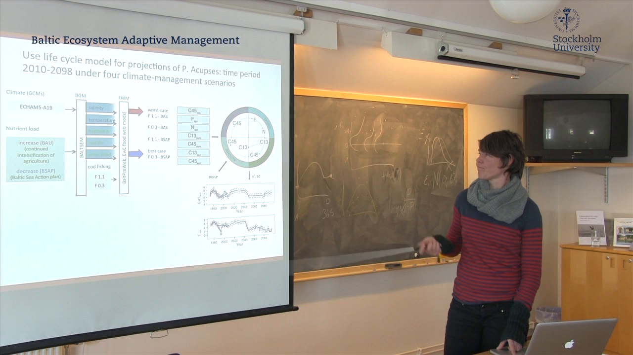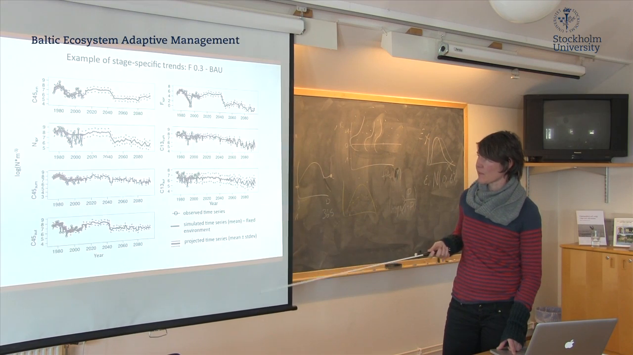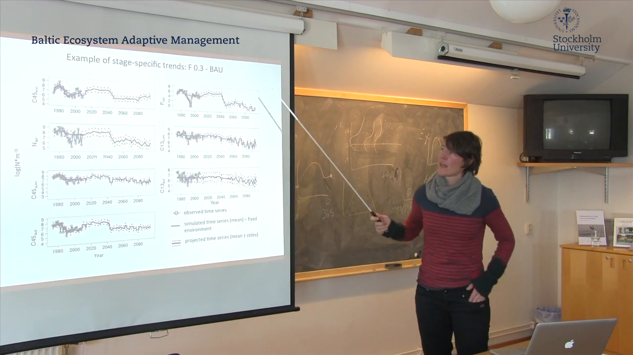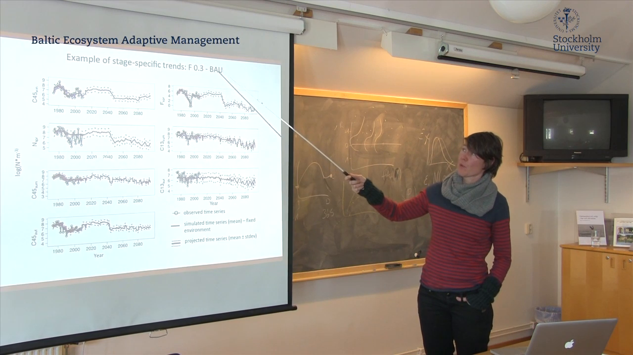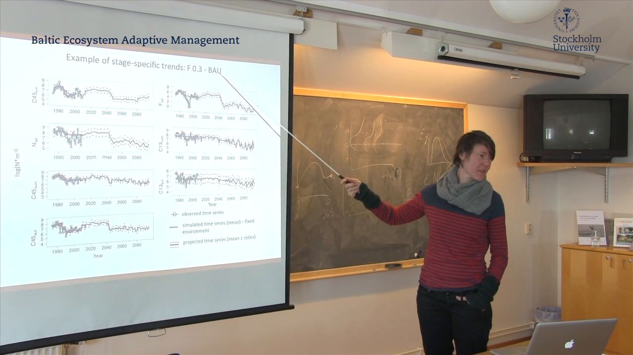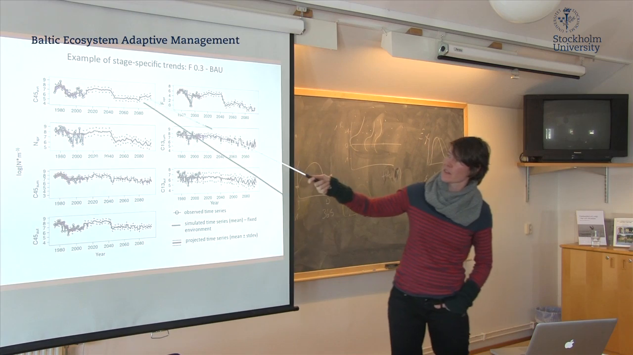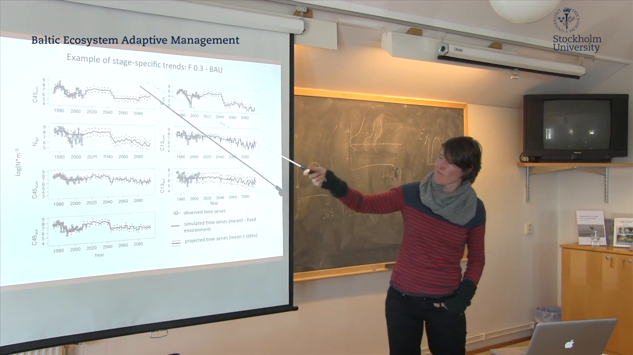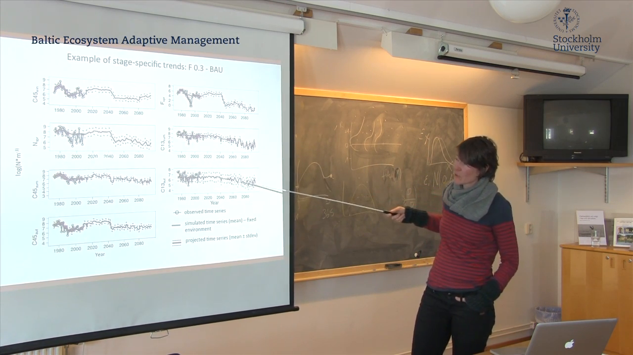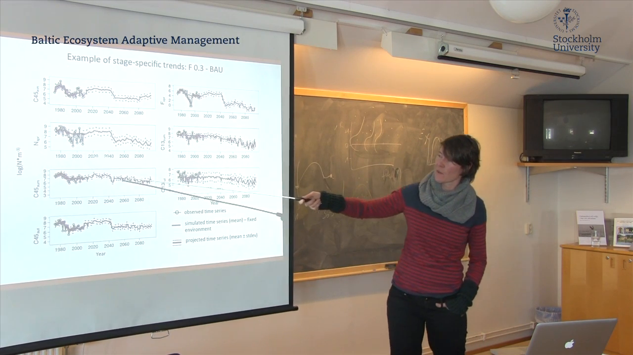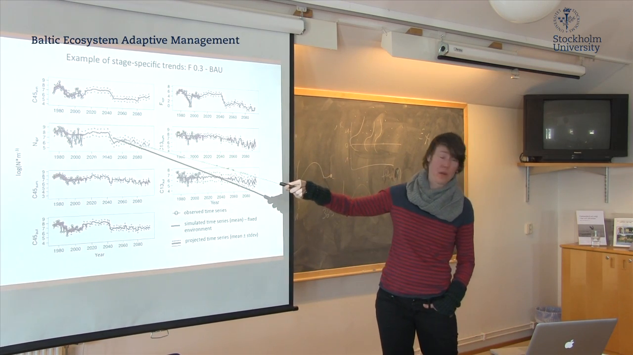So then I did this a lot, and I got some projected time series. This is an example of one scenario where we follow the recovery plan in the Baltic, but don't reduce nutrient loads. We rather increase them. And then I got different results for different stages. In general, a decrease, but the decrease was either a continuous decrease or an abrupt shift.